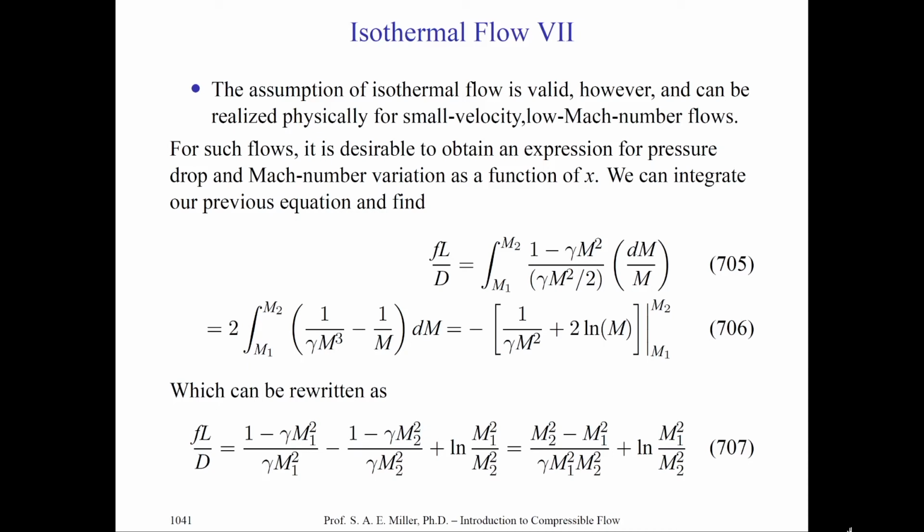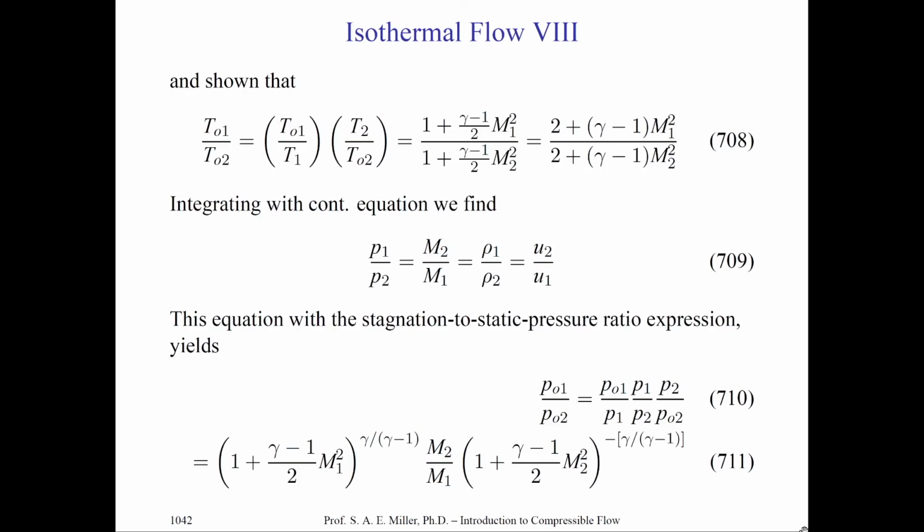If you substitute M1, M2 on the right-hand side, you'll get 707 from the limits of integration. You'll have f L over D is only a function of M1 and M2 and gamma. We have previously showed ratios of T01 and T02 if we simply write them as their respective isentropic quantities at M1 and M2. We can then integrate with the continuity equation and get equation 709. We'll get the inverse ratios of static pressure are ratios of Mach number with density and velocities. You'll see that there's now an equation for stagnation and static pressure ratios given in 710 through 711 with respect to Mach number.